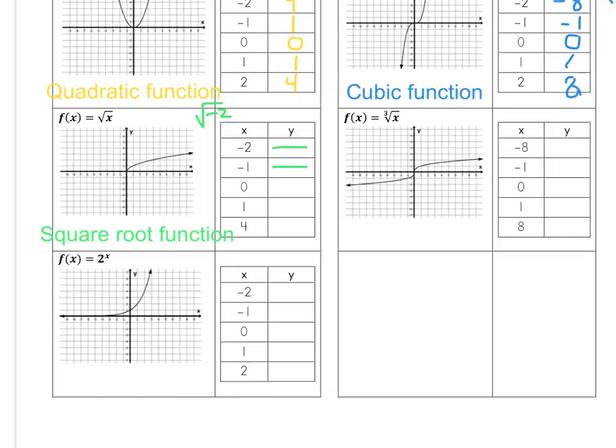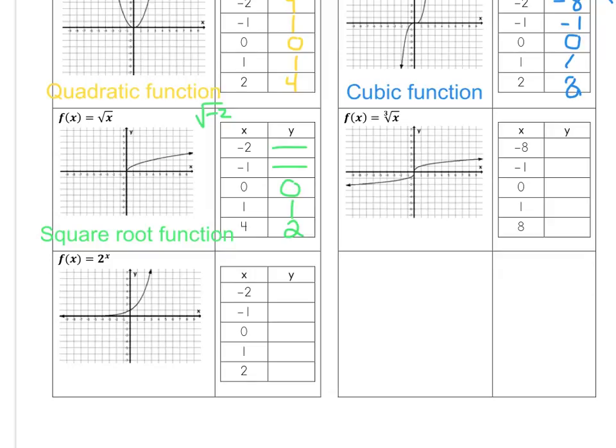If we take the square root of 0, if we input a 0, we get a 0 out. If we take the square root of 1, we still get a 1 out. And the square root of 4 is just 2. Again, we've now made the connection with the points (0, 0), (1, 1), and (4, 2).